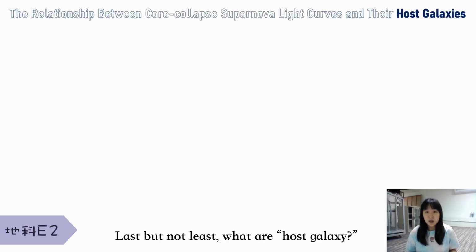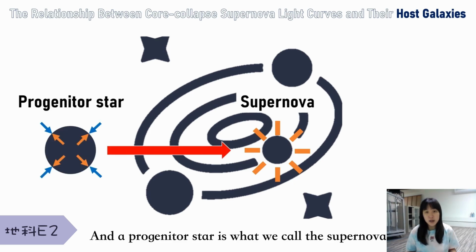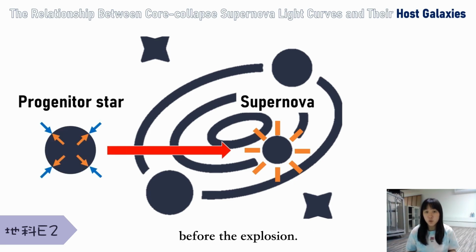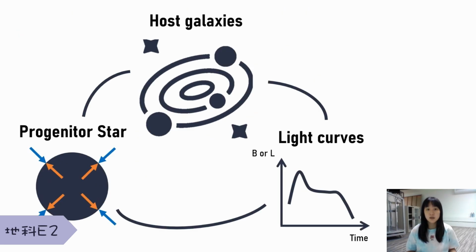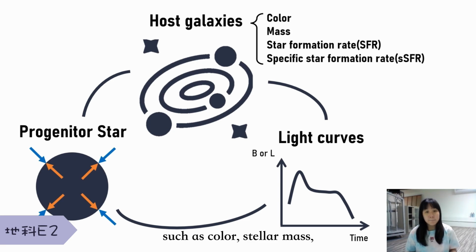Last but not least, what are host galaxies? A host galaxy is the galaxy where the supernova is located, and the progenitor star is what we call the supernova before the explosion. This work aims to connect the characteristic of core collapse supernova progenitor star and the light curve properties by studying the parameters of their host galaxies, such as color, mass, star formation rate, and specific star formation rate.